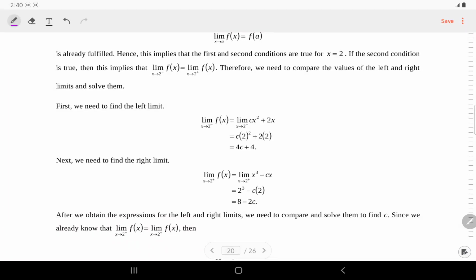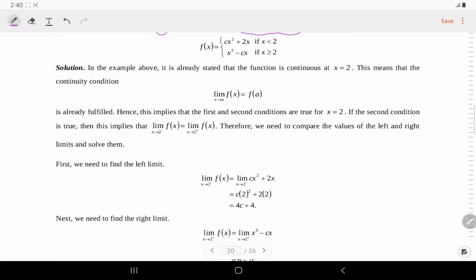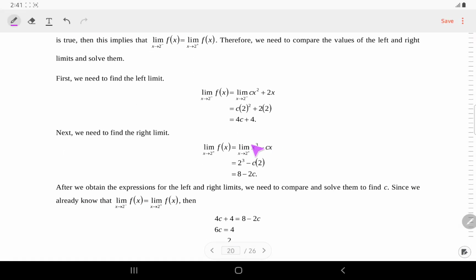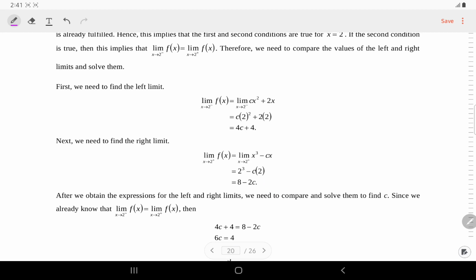Now we consider the right limit. For the right limit, we need to choose this function because this function is for the values of x larger than 2, meaning it is on the right side of number 2. So write that limit here and then solve. We got 8 minus 2c. After we obtain the answers for the right limit and the left limit, we need to compare and solve them to find the value of c.